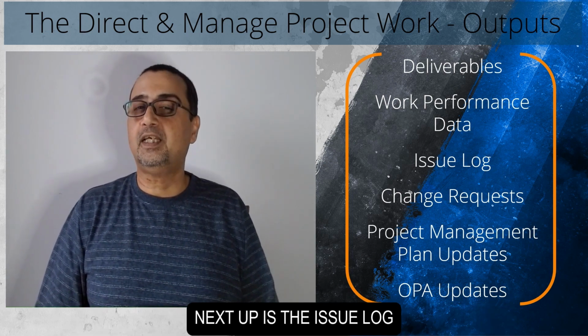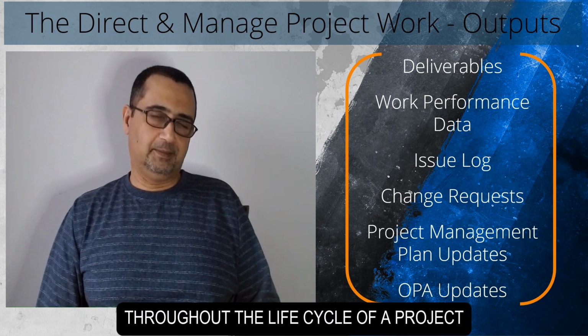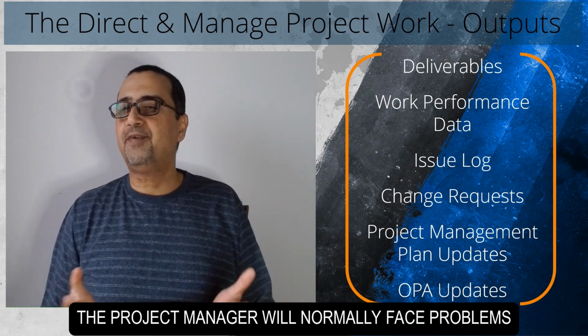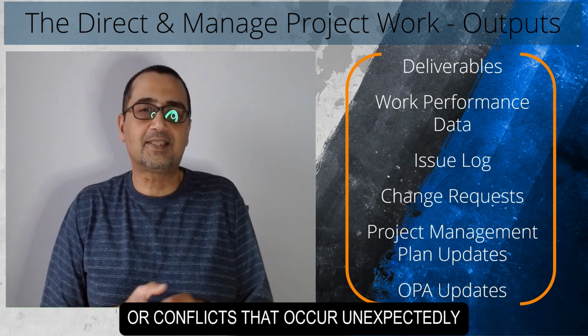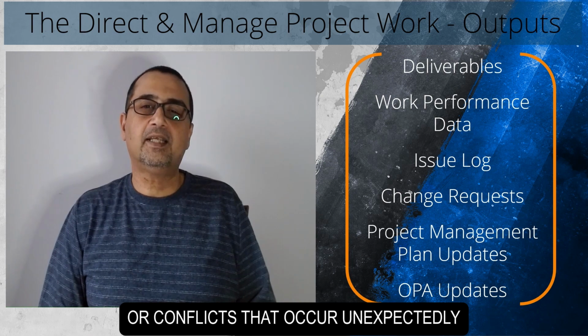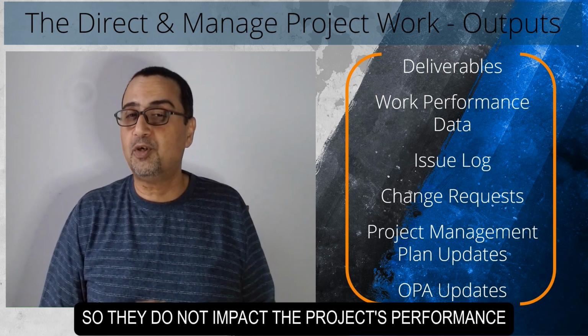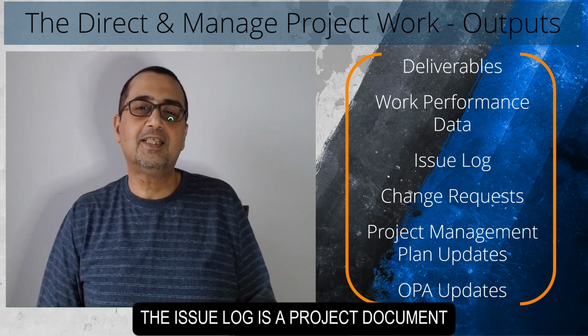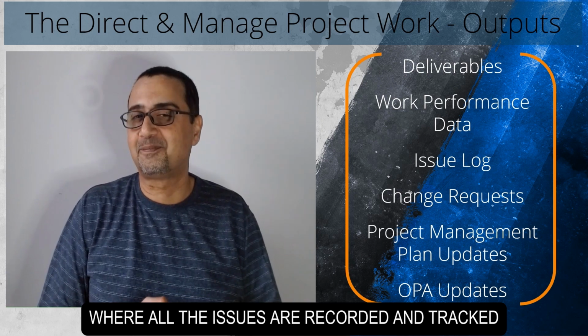Next up is the issue log. Throughout the life cycle of a project, the project manager will normally face problems, gaps, inconsistencies, or conflicts that occur unexpectedly and that require some action so they do not impact the project's performance. The issue log is a project document where all the issues are recorded and tracked.